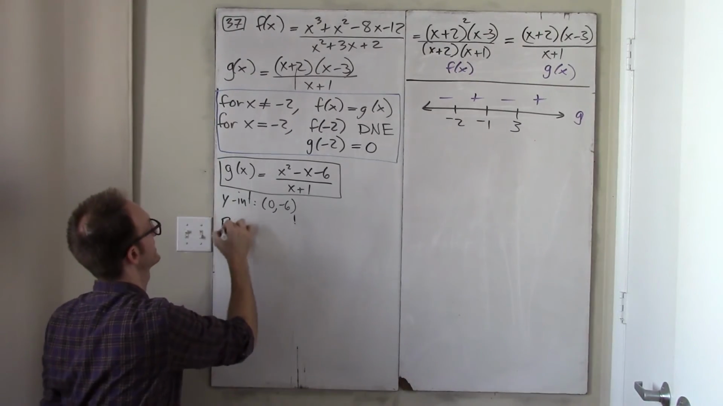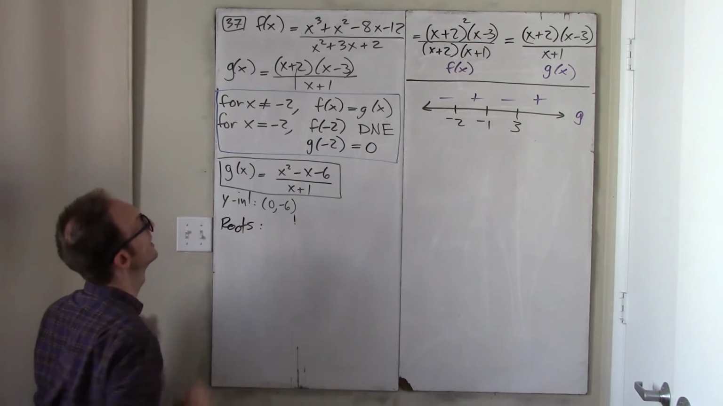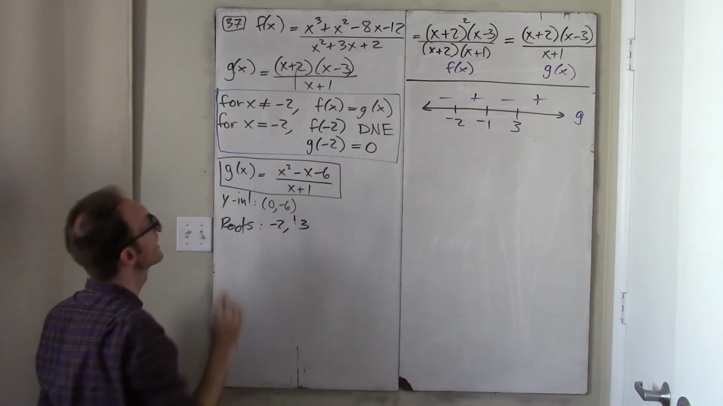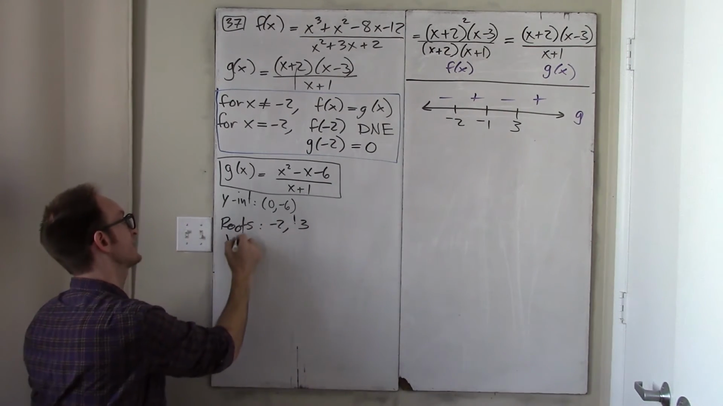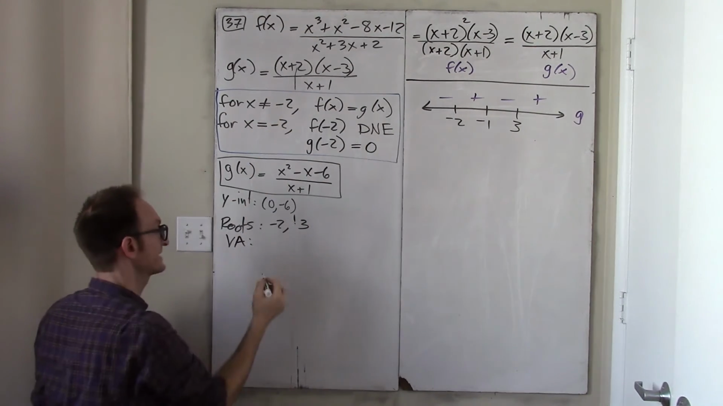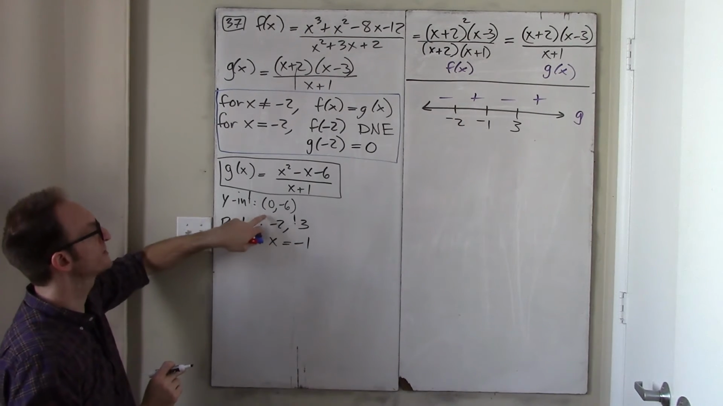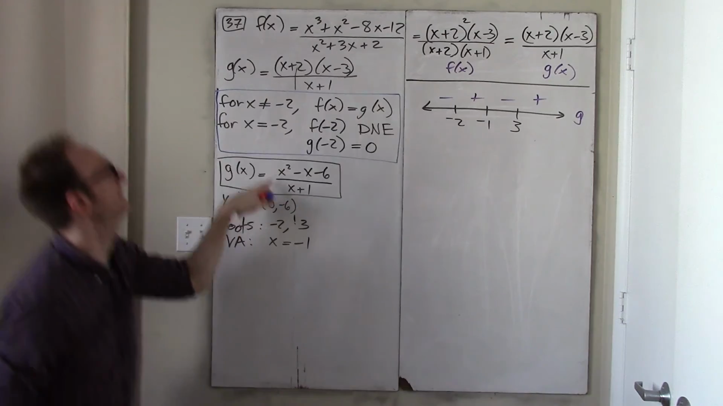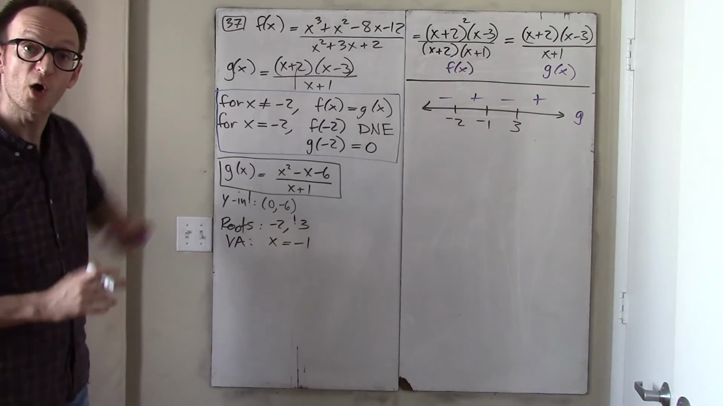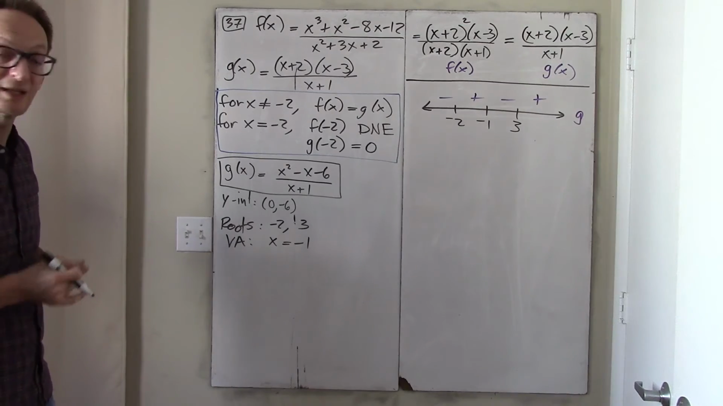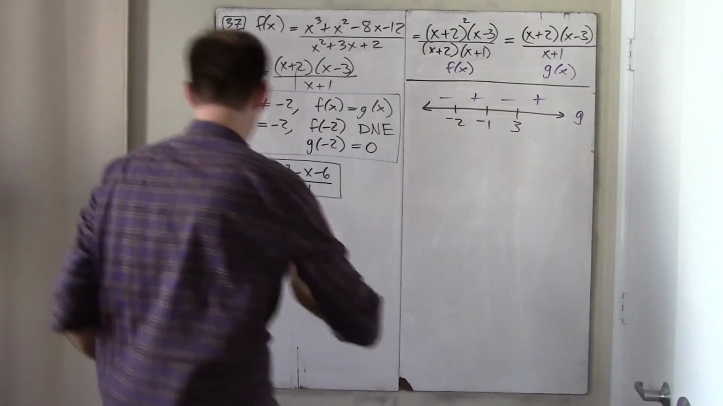For example, what are the roots of g? Well, the roots of g are -2 and 3. Does g have a vertical asymptote? It surely does, at x equals -1. So I have a vertical asymptote, I have the roots, I have the y-intercept, I have the function written like this, I have the function written like that. There's actually a quite easy rational function to graph this g function. There's one thing left to do, which is to do polynomial long division.